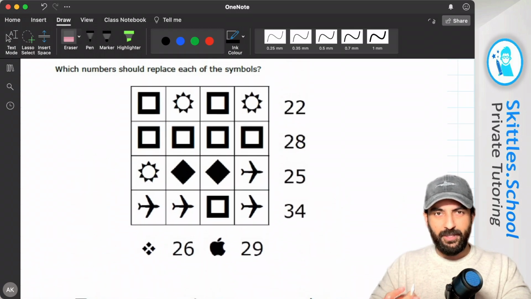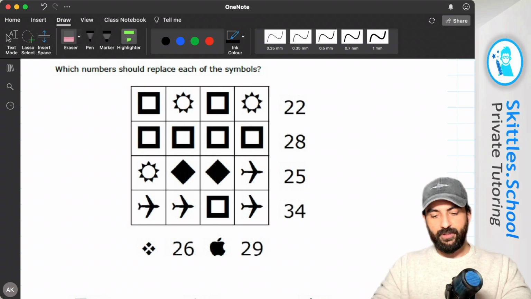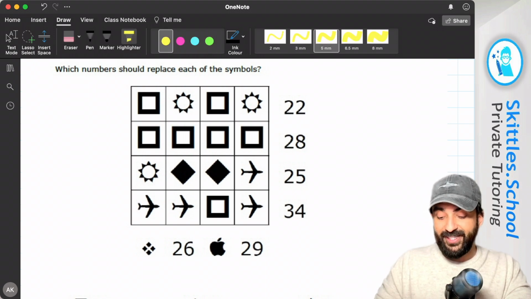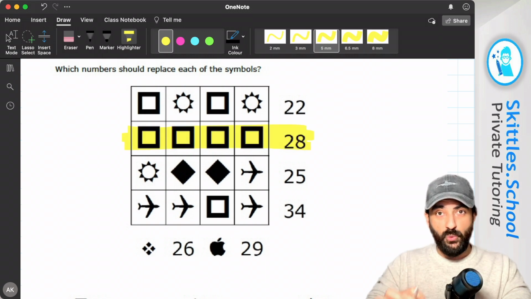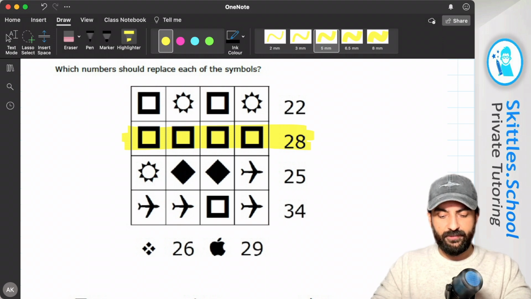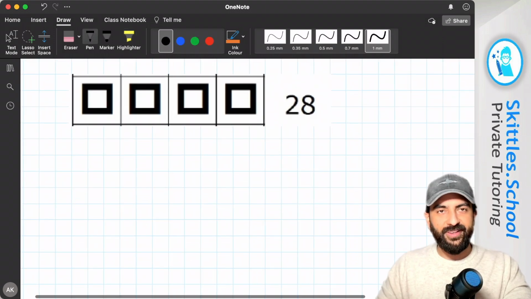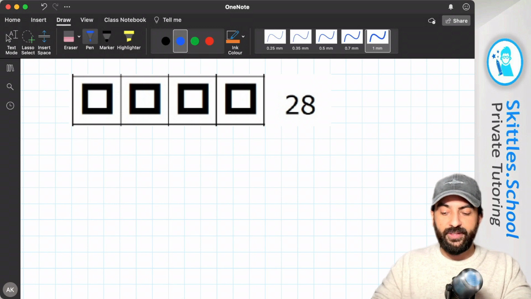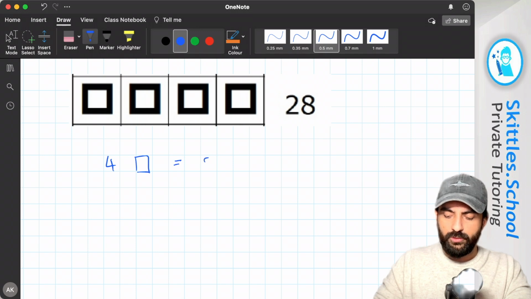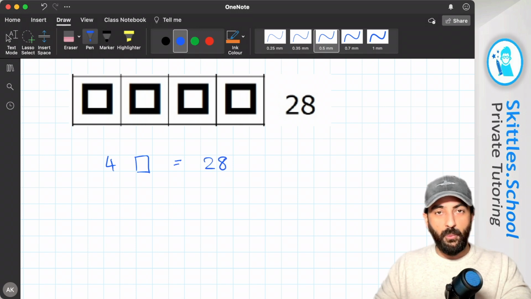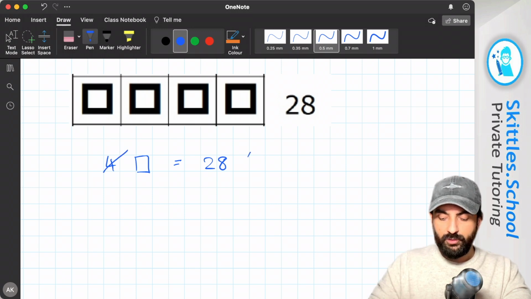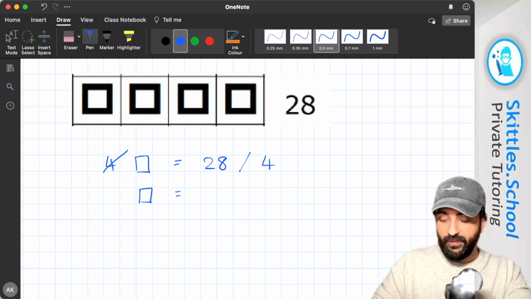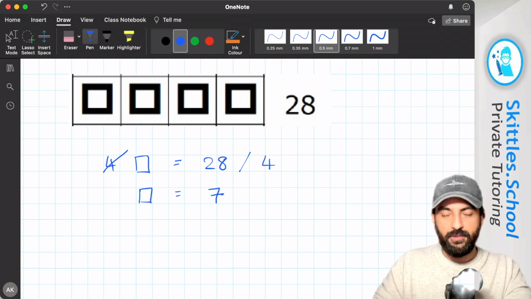So can we find any symbols which we can work out easily? The first one I can see is this row here. We've got 4 squares, which is equal to 28. What we can do is divide it by 4 to work out the value of 1 square. Therefore, a square must be 7.